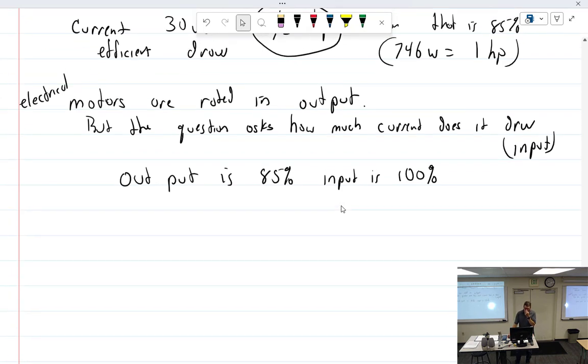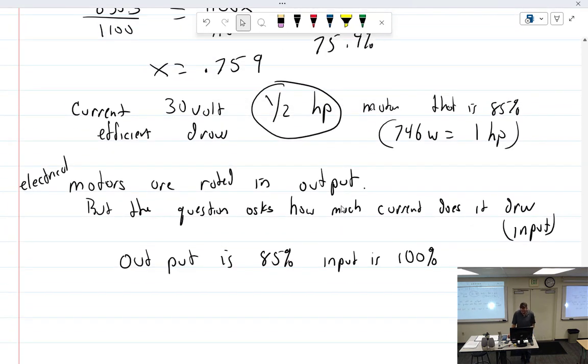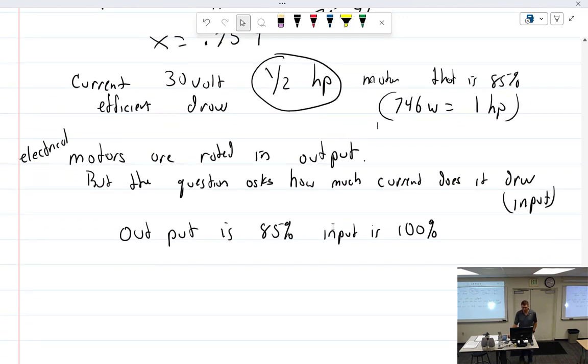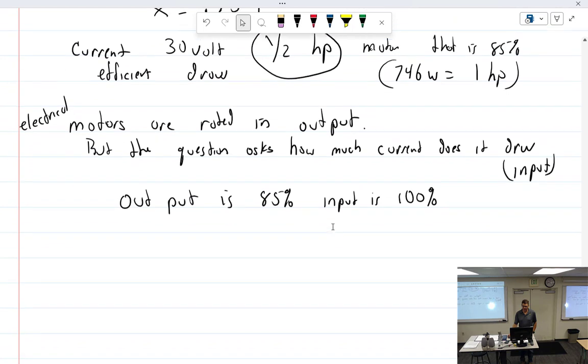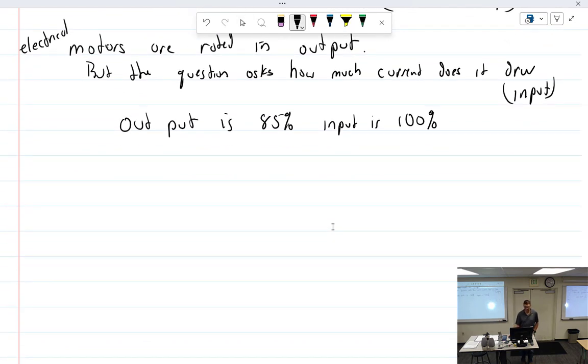So given that factor, now we can look at it. What is my wattage output? What is my output? I have a 1/2 horsepower. How many watts for 1 horsepower? 746 watts. So what is my horsepower output, or what is my wattage output? Wattage output: 371.5.